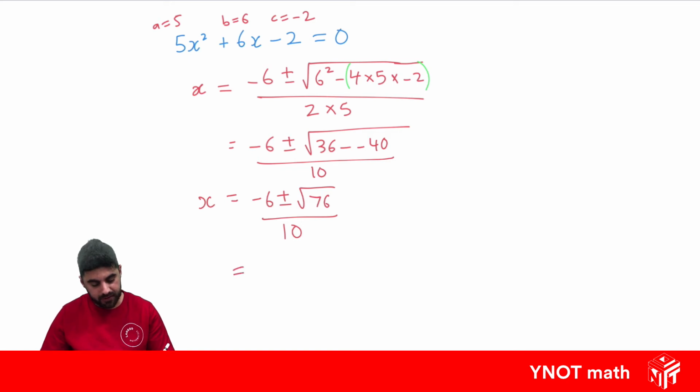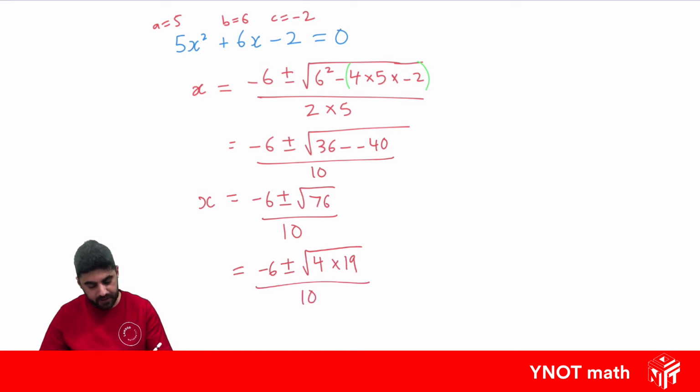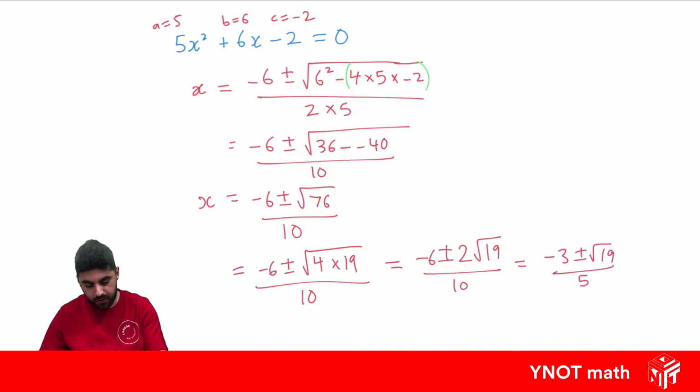Now we can simplify our surd, where 76 equals 4 times 19, all over 10, and we're going to get minus 6 plus or minus, well, root 4 is 2, root 19 over 10. Now every term here is divisible by 2, so we get minus 3 plus or minus root 19 all over 5.